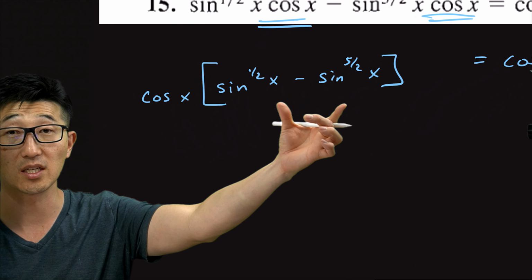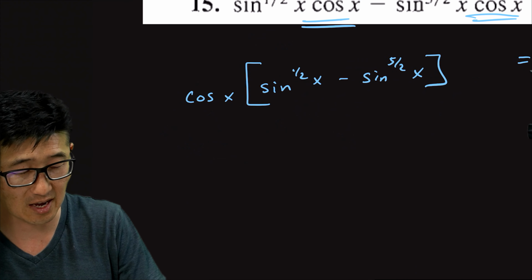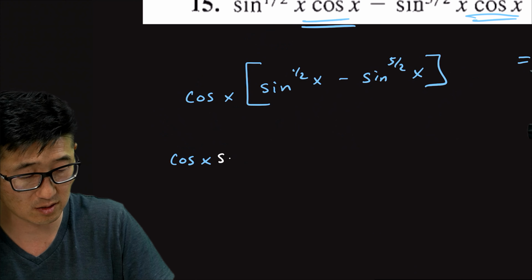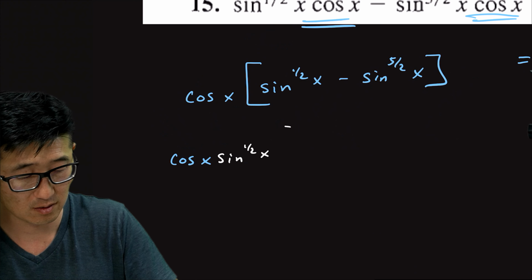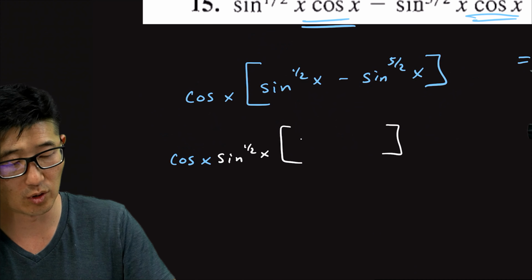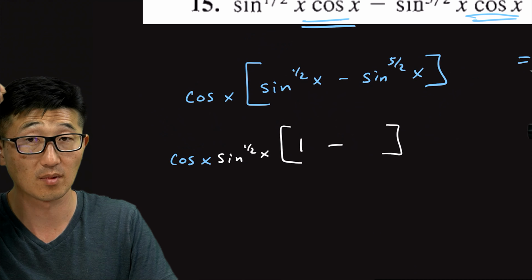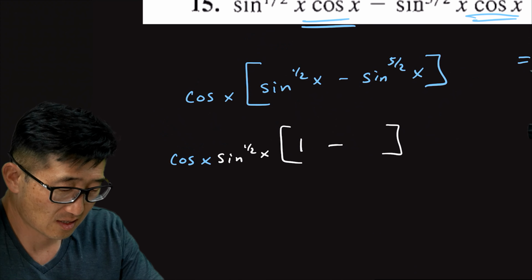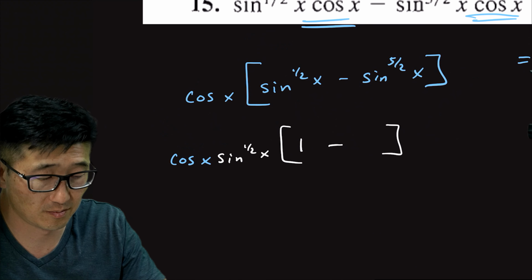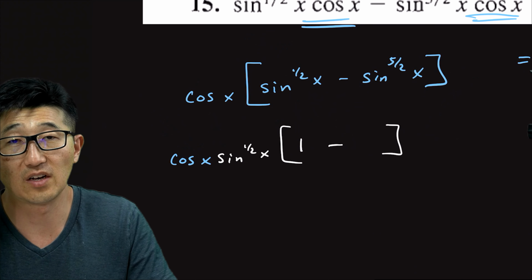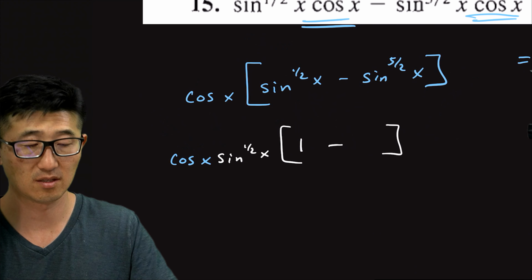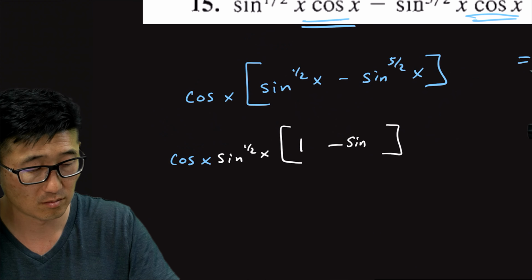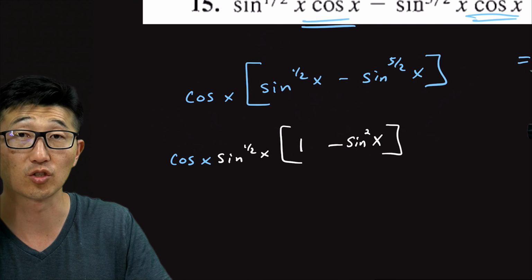Now inside the bracket, can you factor out a sine 1/2 x? Yes. So we're going to go like this. So cosine x, and that will become 1 minus sine squared x, since 5/2 minus 1/2 is 4/2, which is just 2.